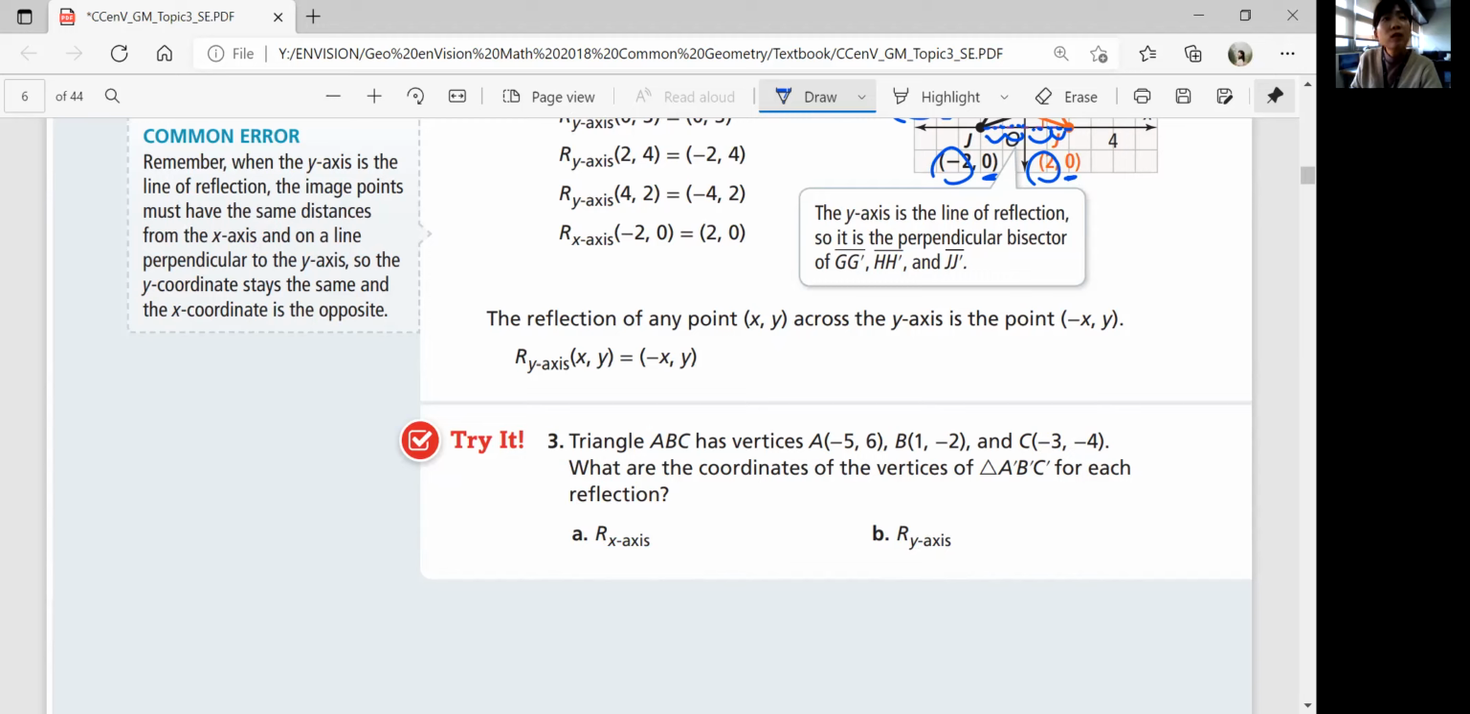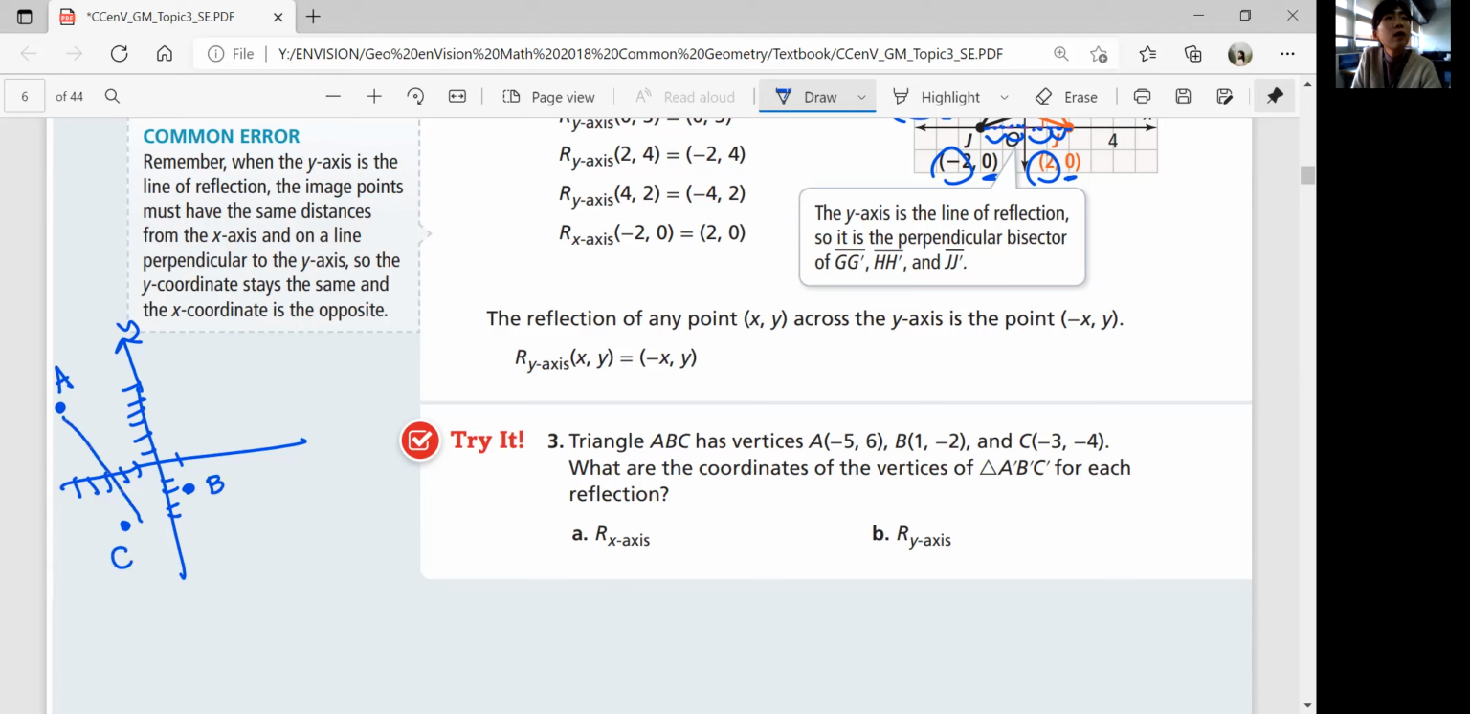All right, part A. First, you want to graph the pre-image. 5 comma 6. Sorry, it's a little bit crooked. That's our point A. Point B, (1, -2). C, (-3, -4). Right here.